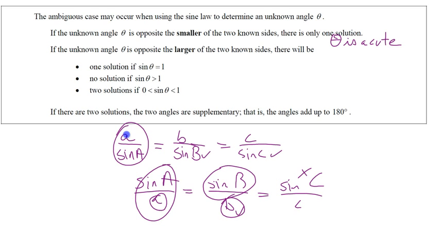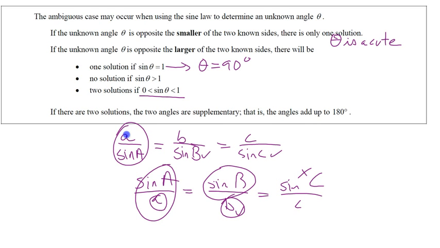If the angle is opposite the larger of the two known sides, then it's one of three possibilities. If sine theta equals 1, which means theta equals 90 degrees, there's only one solution. There's no solution if sine theta is greater than 1, right? That's where you've got that side, but it's too short. It can't actually reach down. And there are two solutions if sine theta is between 0 and 1, okay?